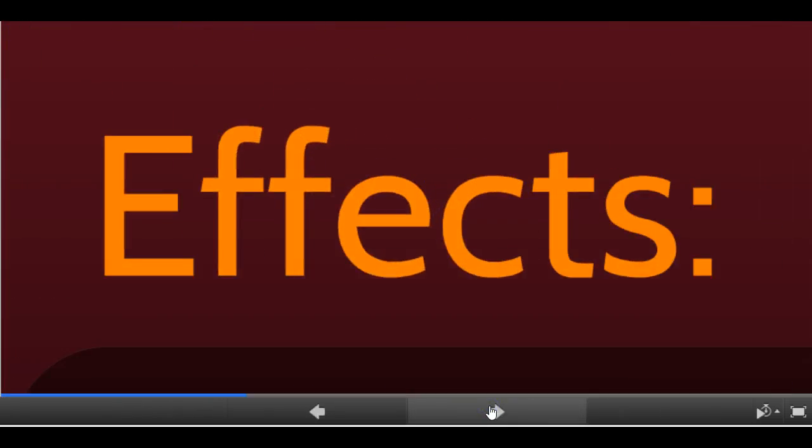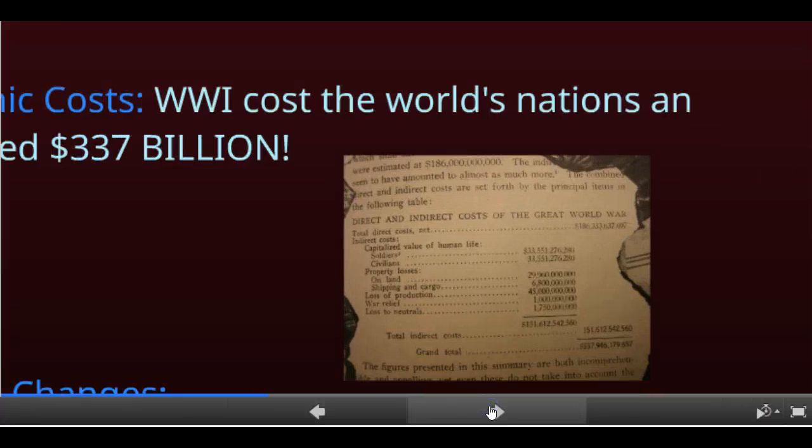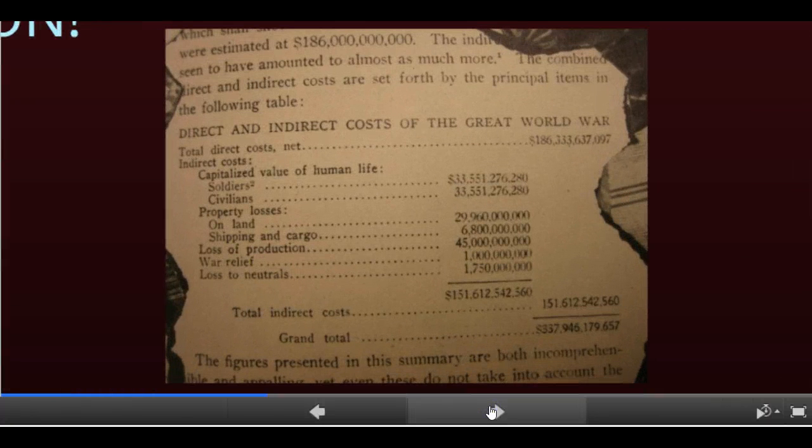Looking at the effects. Economic cost. World War I cost the world's nations an estimated $337 billion. This is a newspaper ad showing that.